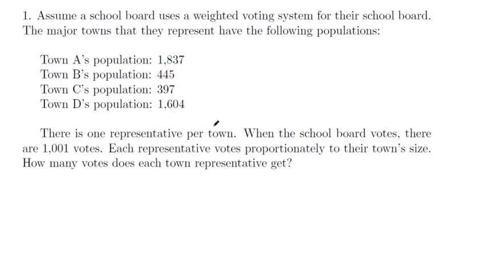Okay, so there's one representative per town. With the school board votes, there are 1,001 votes. So how many votes does each town representative get? So town A has one person, town B has one person, town C, town D.